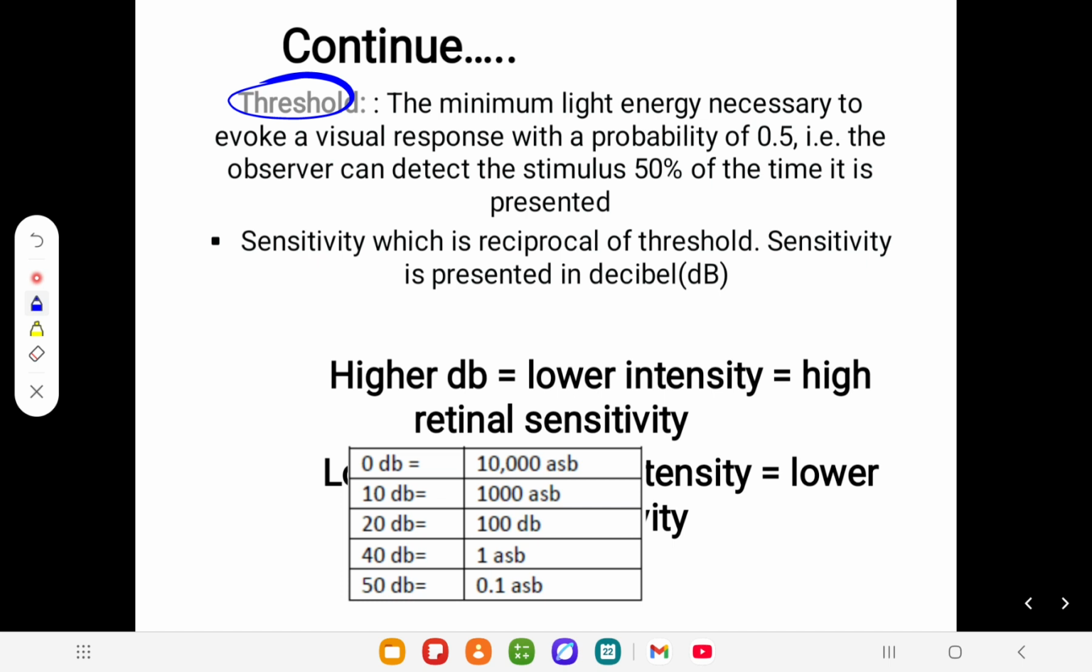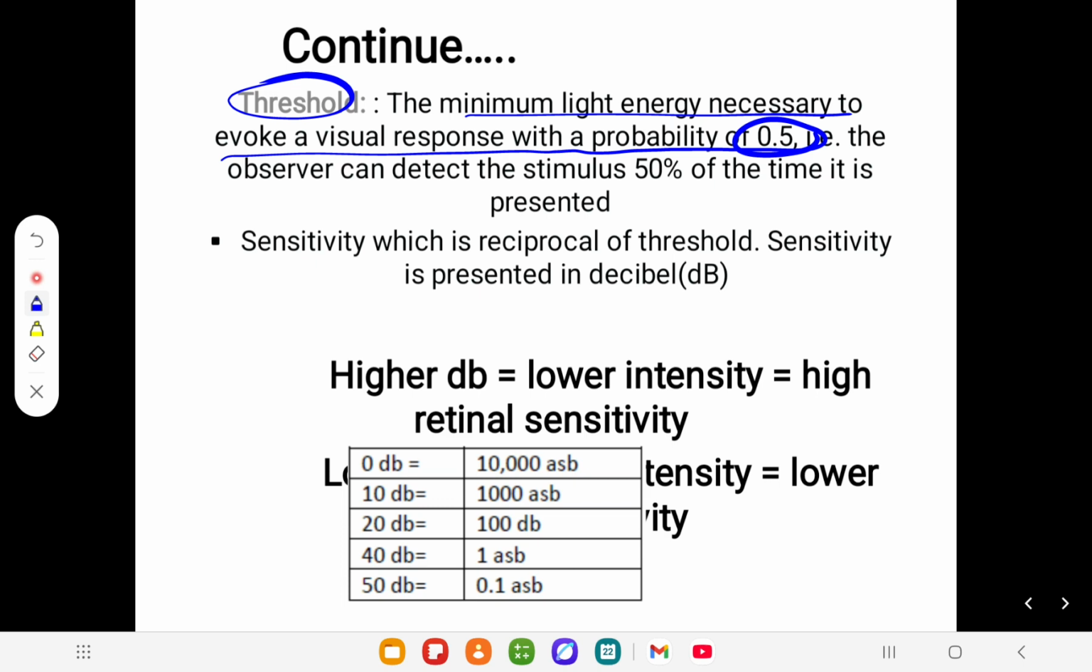What is threshold? Threshold is the minimum light necessary to evoke the visual response with a probability of 0.5. It's very important. It's not just the minimum light energy necessary to evoke a visual response. That's not it. That's obviously one answer, but you have to add with the probability.